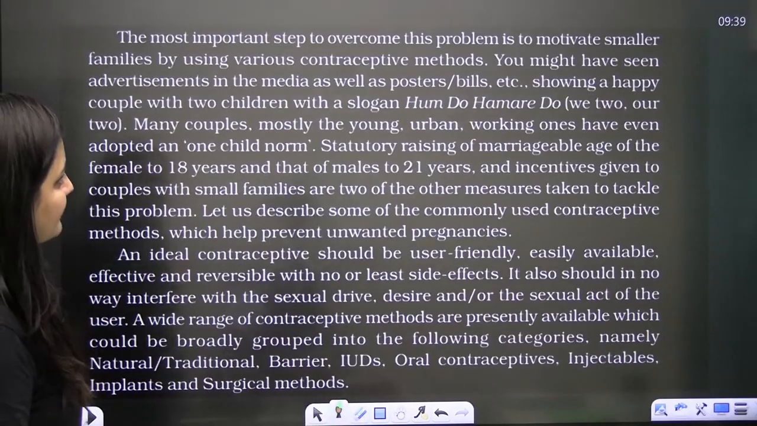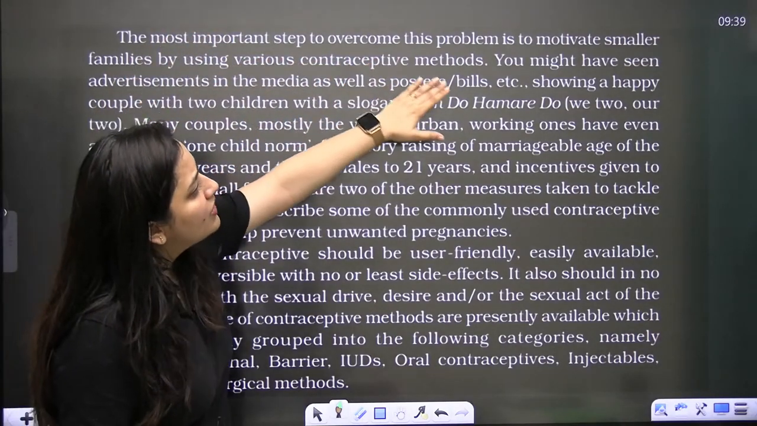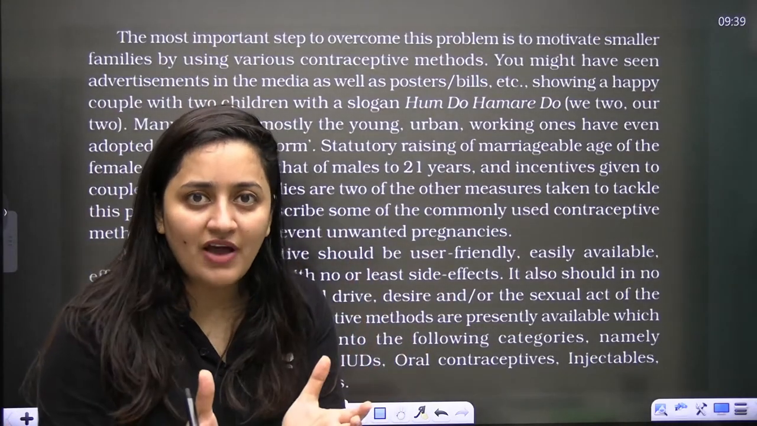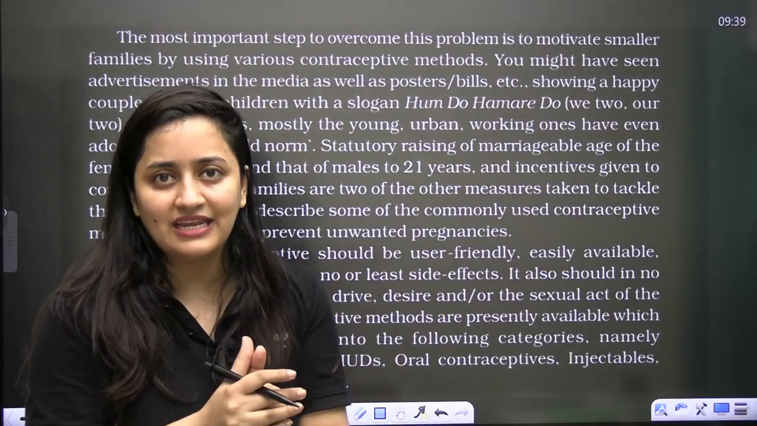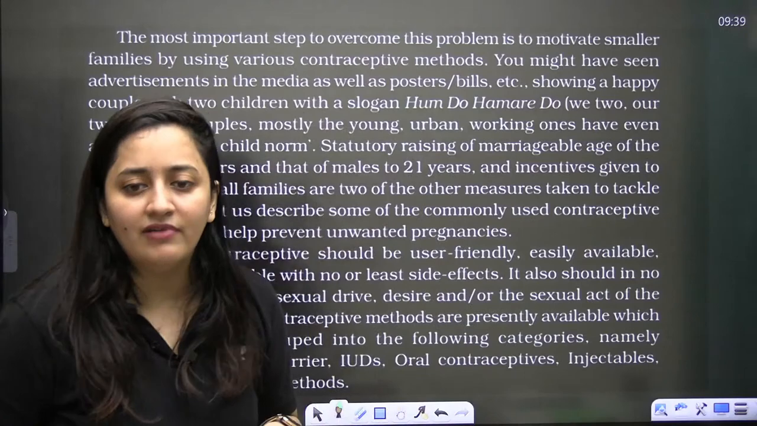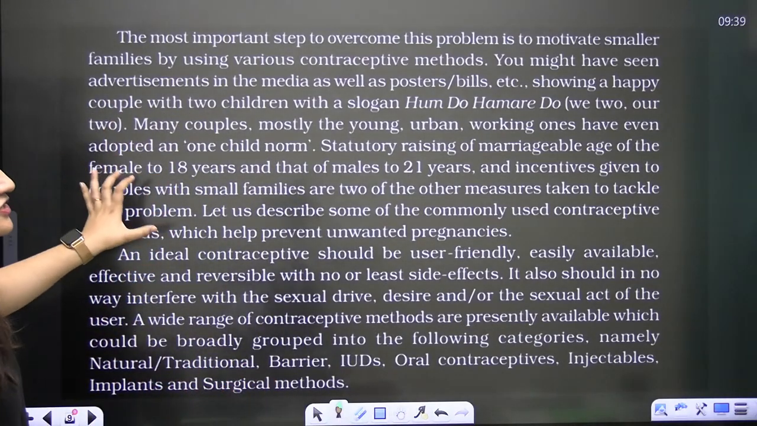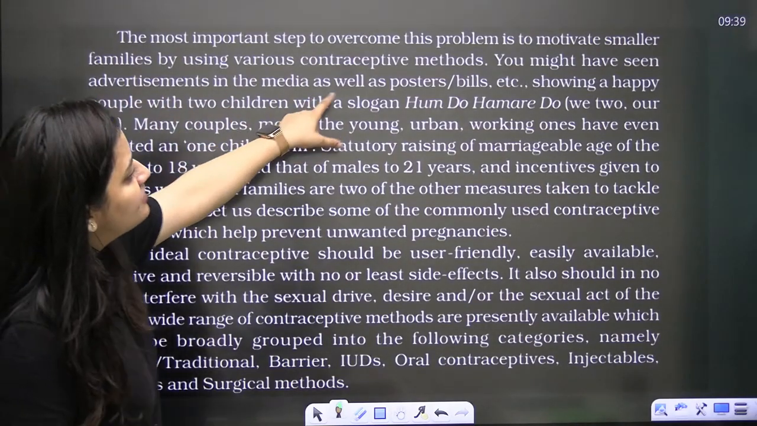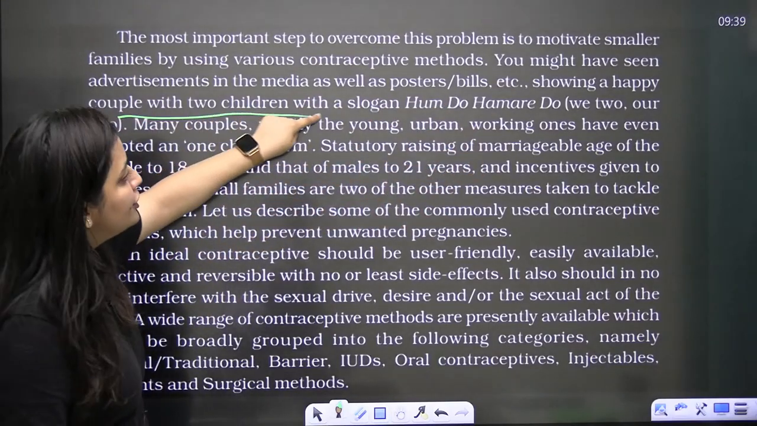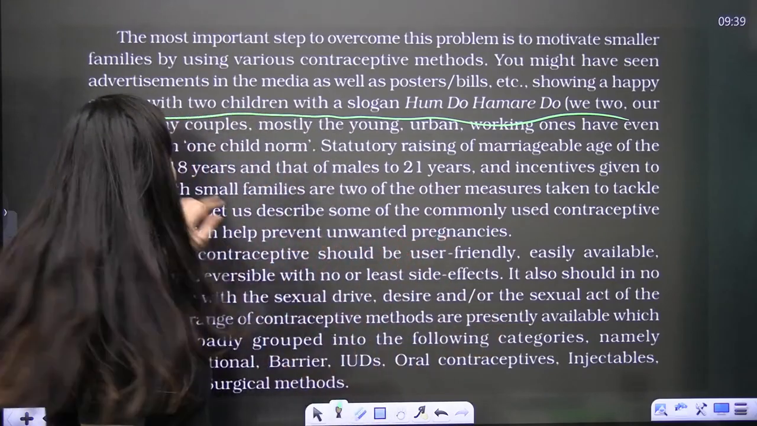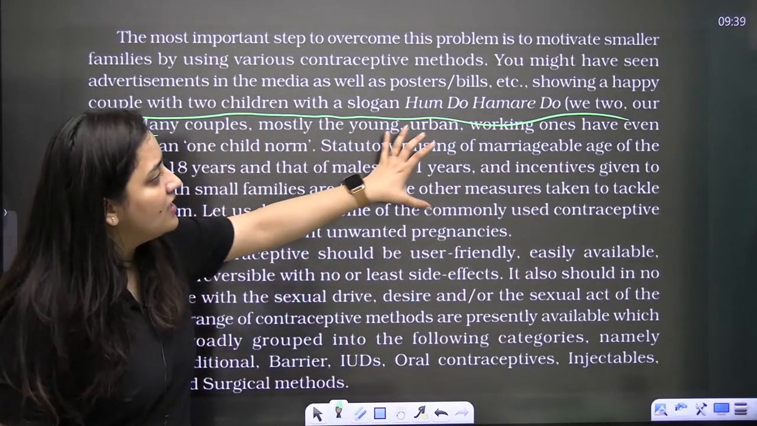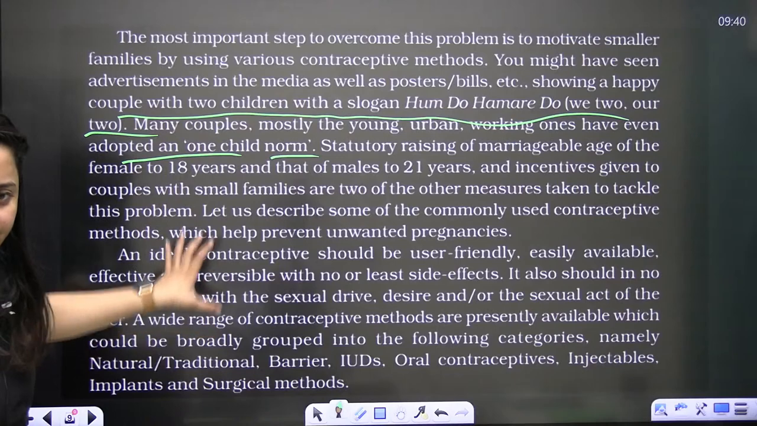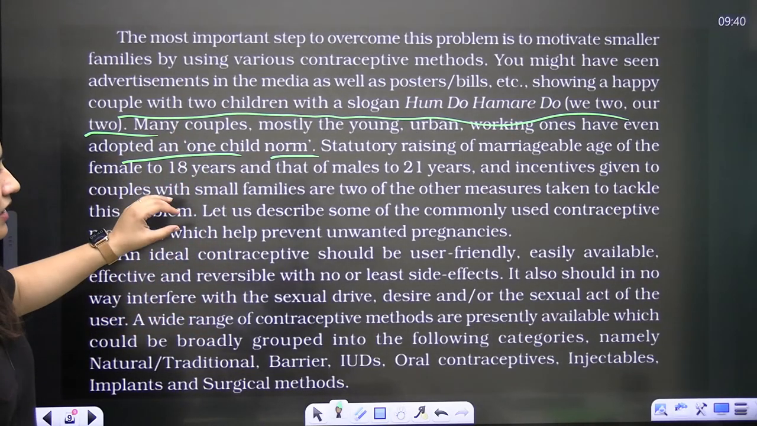Fine, bachche. Here you can see the most important step to overcome this is to motivate smaller families. We can provide incentives to people having small families. The marriageable age should be increased, like for males, if it is 18, make it 21. We need to make such changes, then only can we control the population, right, bachche? You might have seen advertisements in the media as well as posters showing a happy couple with two children with the slogan, Hum do, hamare do, we two, our two. And many couples, mostly young urban working ones, have adopted just one child. So these are some ways to control the population explosion.